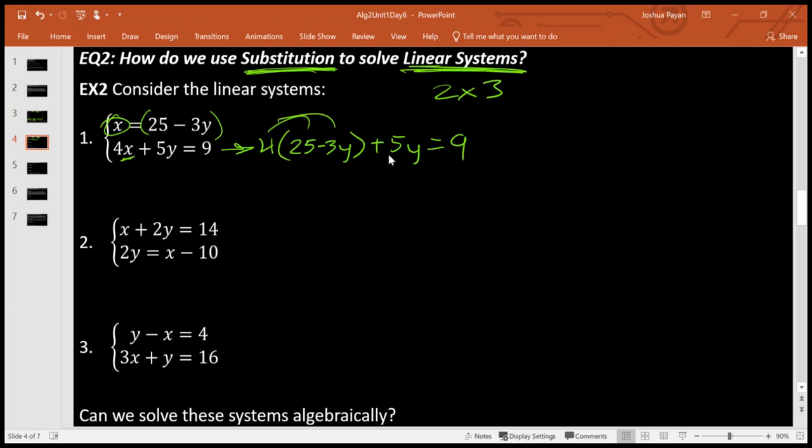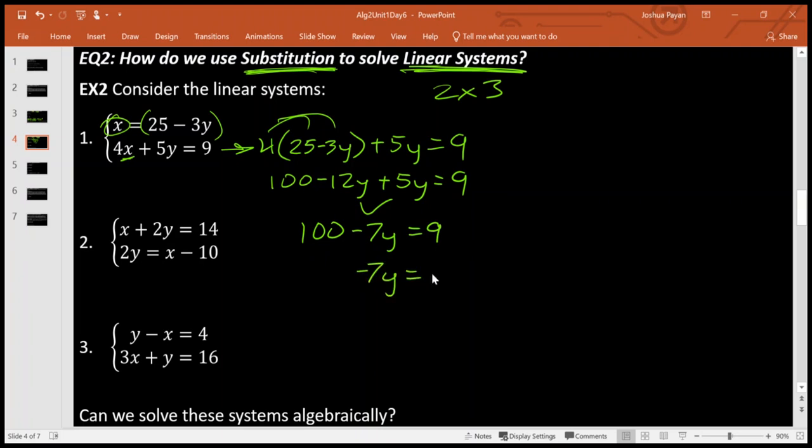So I'm going to simplify by distributing: 100 minus 12y plus 5y equals 9. Combine like terms: negative 7y plus 100 equals 9, just like that. Subtract 100 from either side. So now I have negative 7y is equal to negative 91. And then divide by negative 7 on both sides. That gives me y is equal to positive 13. Let me do that in my head real quick. 7 times 13, 91, yes. Okay, so I know y is equal to 13, right?